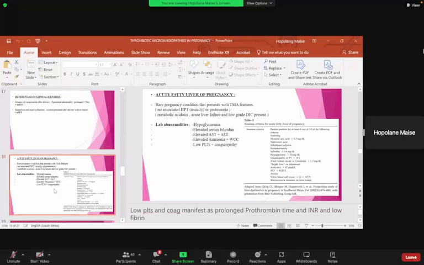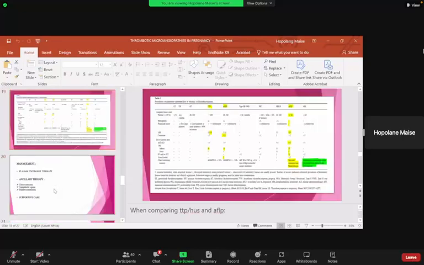So here we're comparing TTP, HUS, and acute fatty liver of pregnancy. Platelet count is usually more than 50 in acute fatty liver of pregnancy.